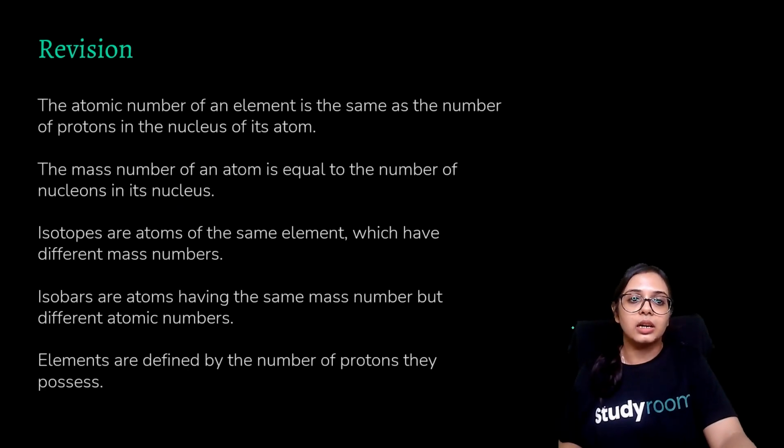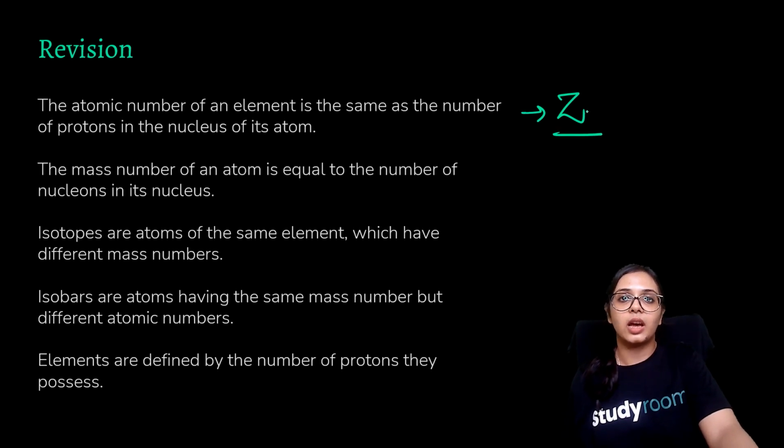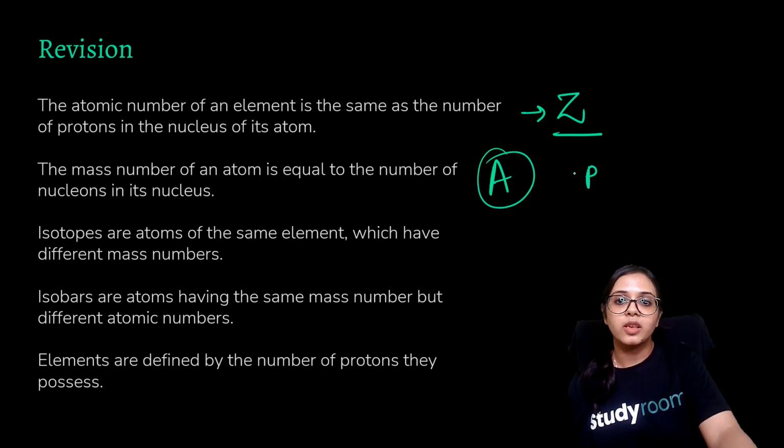And finally, the atomic number of an element is the same as the number of protons in the nucleus of its atom, which is designated by the letter Z, and the number of protons is equal to the number of electrons. The mass number of an atom is equal to the number of nucleons in its nucleus. That is, mass number A is equal to the number of protons plus the number of neutrons.